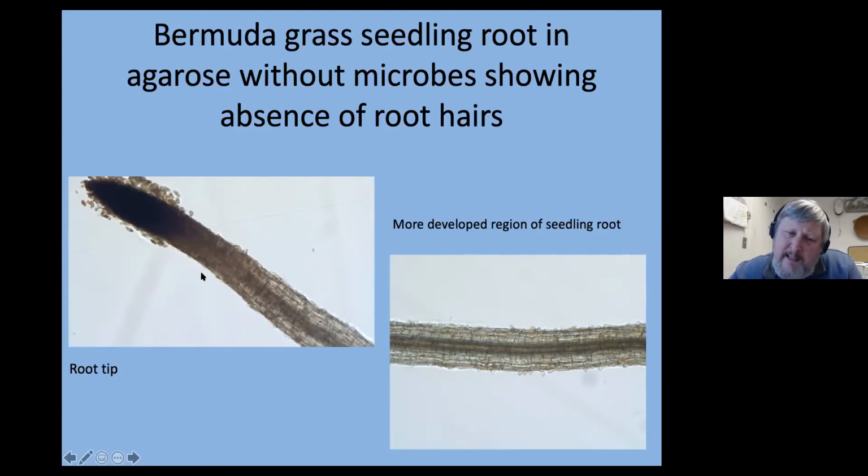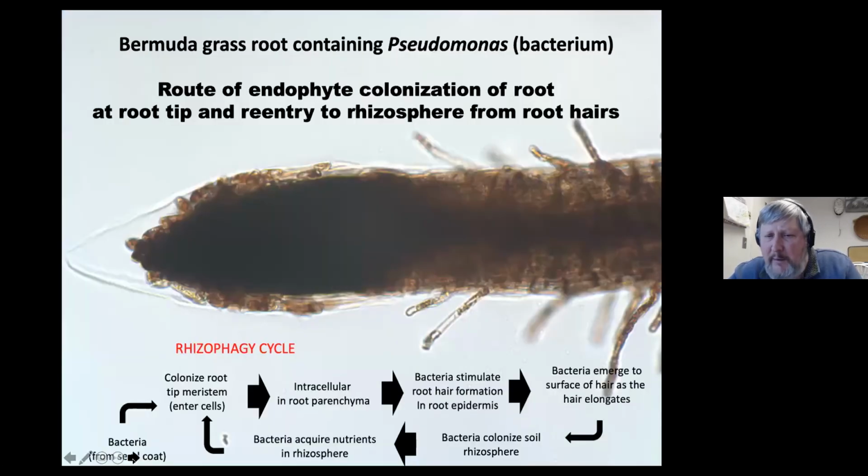And you can see the root here. This is stained with our DAB stain for hydrogen peroxide. But you can see the root there. You see the tip out there. You can see the root axis here. There's no hairs there. And this is a bit older to the right, this image. And you see there's no hairs there either. Without those bacteria inside the root cells, there's no hair development.